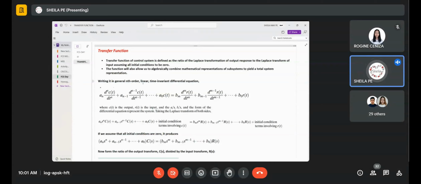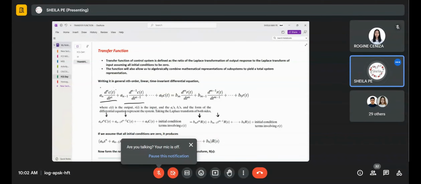Taking the Laplace transform of both sides, class, the Laplace transform of this one is in this form: a sub n s to the n C(s). This one is for this one, and so on and so forth. Now, for the right side of our equation, this is the equivalent Laplace transform. This is also the equivalent Laplace transform of our second term, and so on and so forth. It's basically the same as the differential solution. What they call that? I think that's the Laplace transform solution of a differential equation.